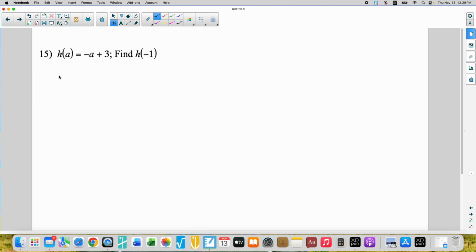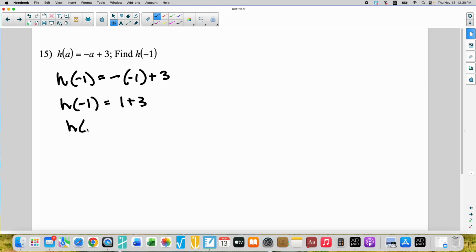H of a, so when a is -1, excuse me. So this is important. H, parenthesis, I'm going to substitute my a value, which is -1, close the parenthesis, write the equation, write this negative, and now write what my a value is. Then the plus, then the 3. So h of -1 equals, the opposite of -1 is 1 plus 3. H of -1 equals 4.